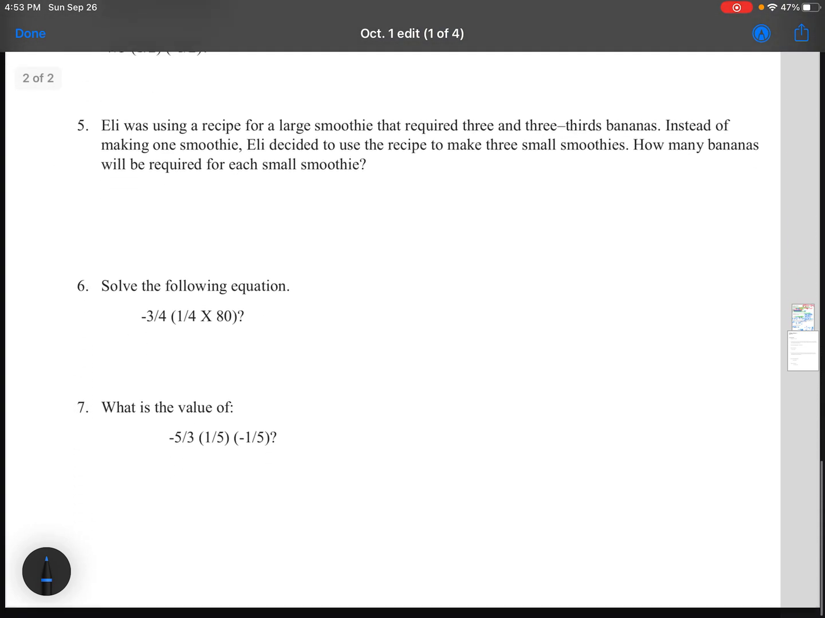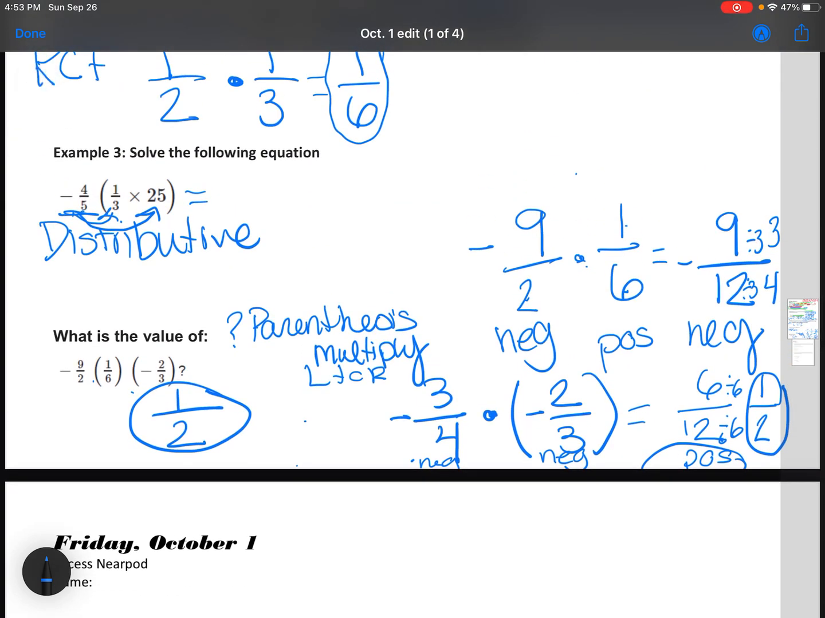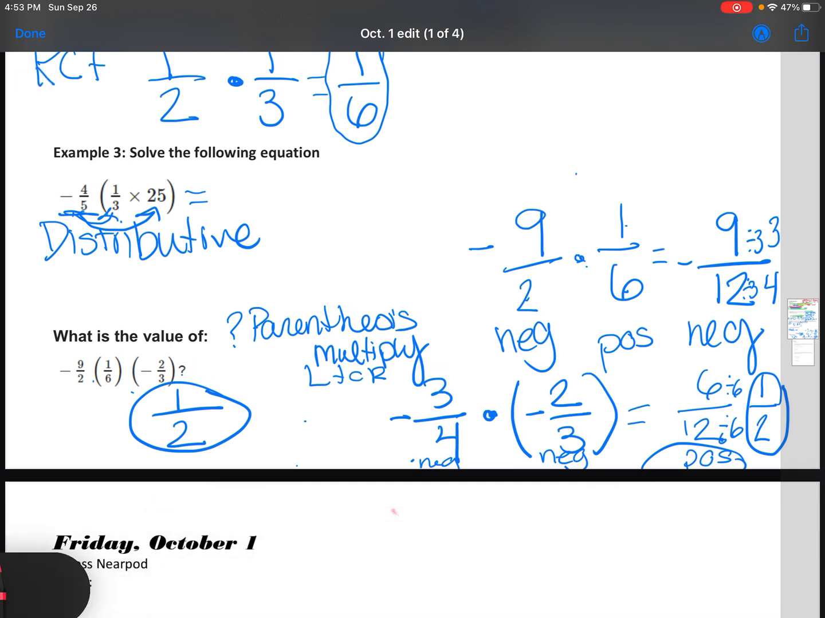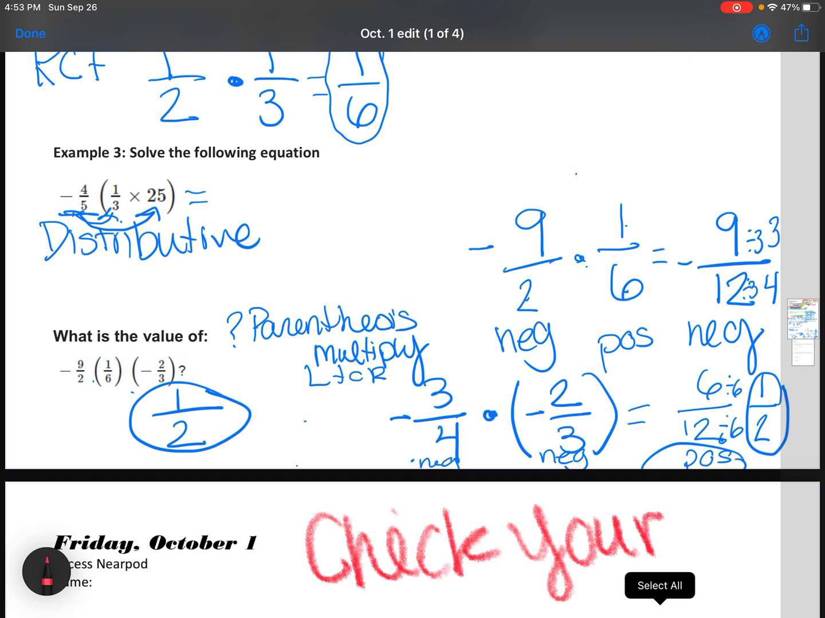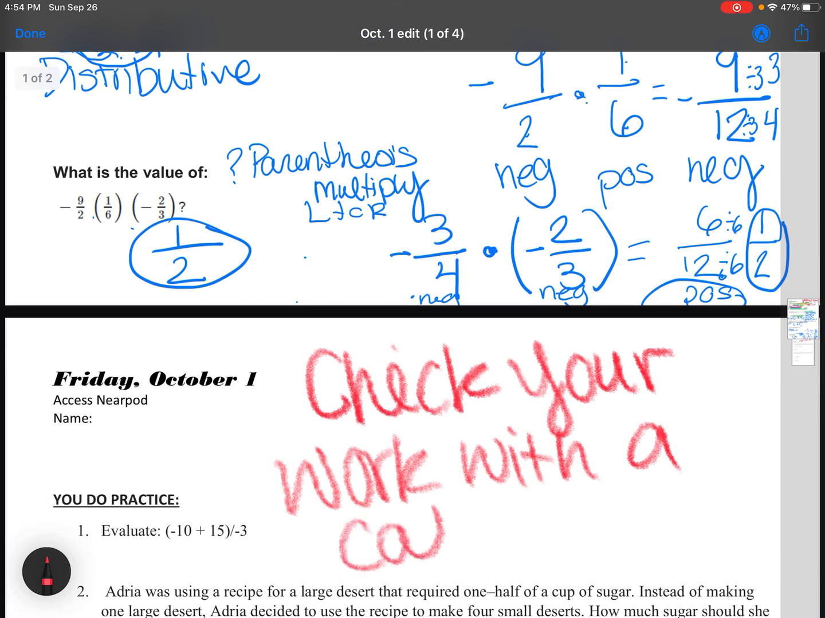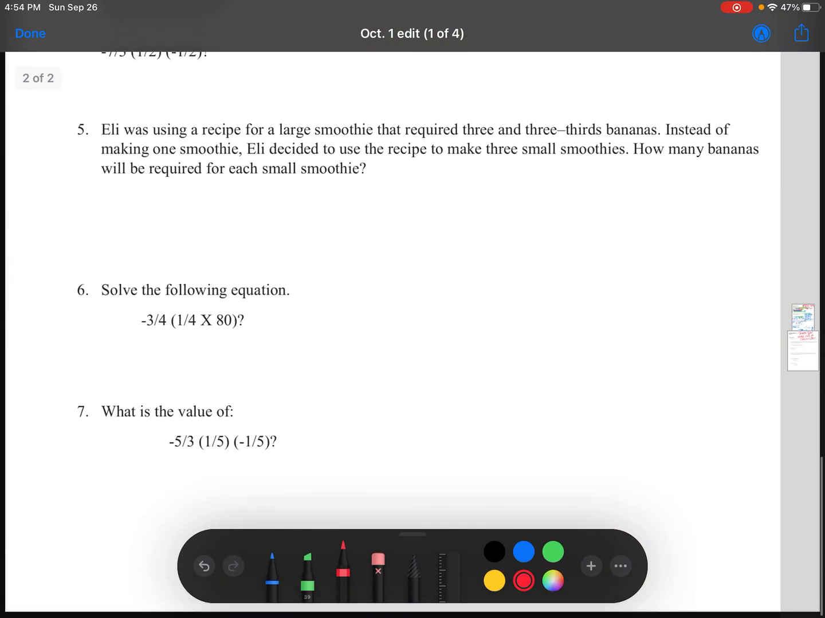There are some questions for you to do. Make sure you're annotating your problems. Something you can do, I will give you permission, and only for this, and you're not working the problems this way, but you're allowed to do this. Check your work with a, guess what I'm going to say, calculator. They're on your tablet. You can check your work with a calculator. That is fine and good.